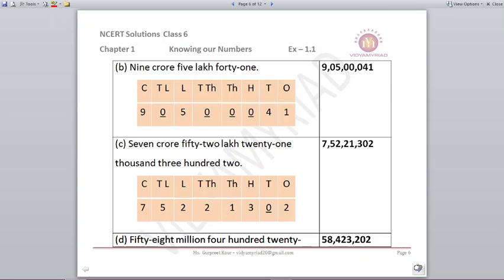Next, 7 crores 52 lakhs 21,302. 7 crores, put 7 under crores. 52 lakhs, that means 10 lakh and lakhs. 5 will come under 10 lakhs and 2 will come under lakhs. 21,000. So 2 will come under 10,000 and under 1,000 we will write 1. 302. 3 will come under 100 and 2 will come under ones. There is nothing in the tens place, so we will put 0. So what is my answer? 7,52,21,302.